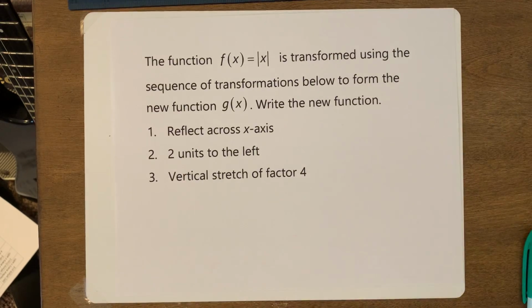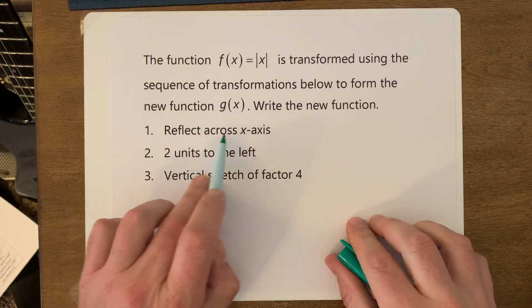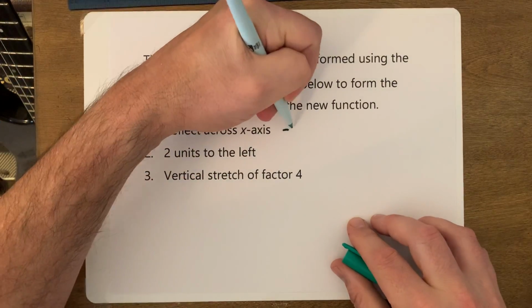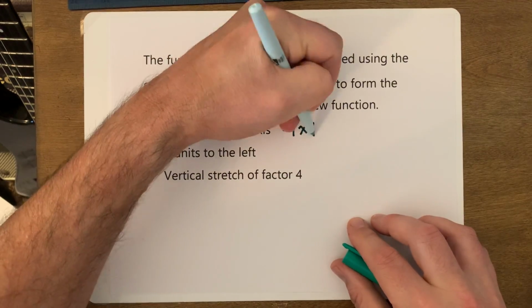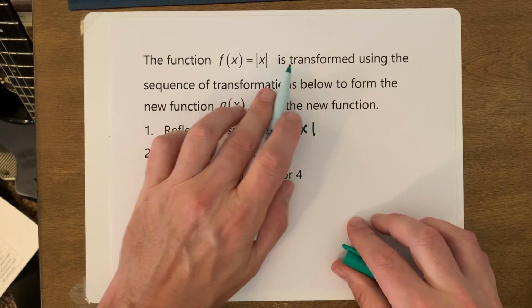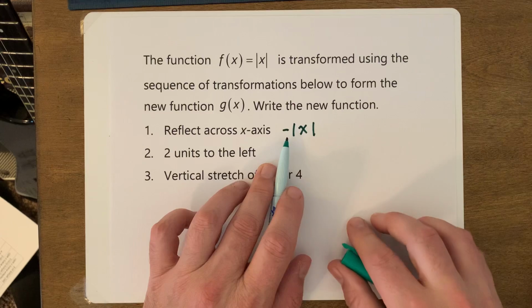All right, so let's look at this one. Now we have an absolute value function, and we're going to reflect it across the x-axis. So like we did before, you just make each term negative. And there's only one term to begin with. In other videos, I'll have more terms, so I'll show you how to do that. But in this one, it's just absolute value, just make it negative.